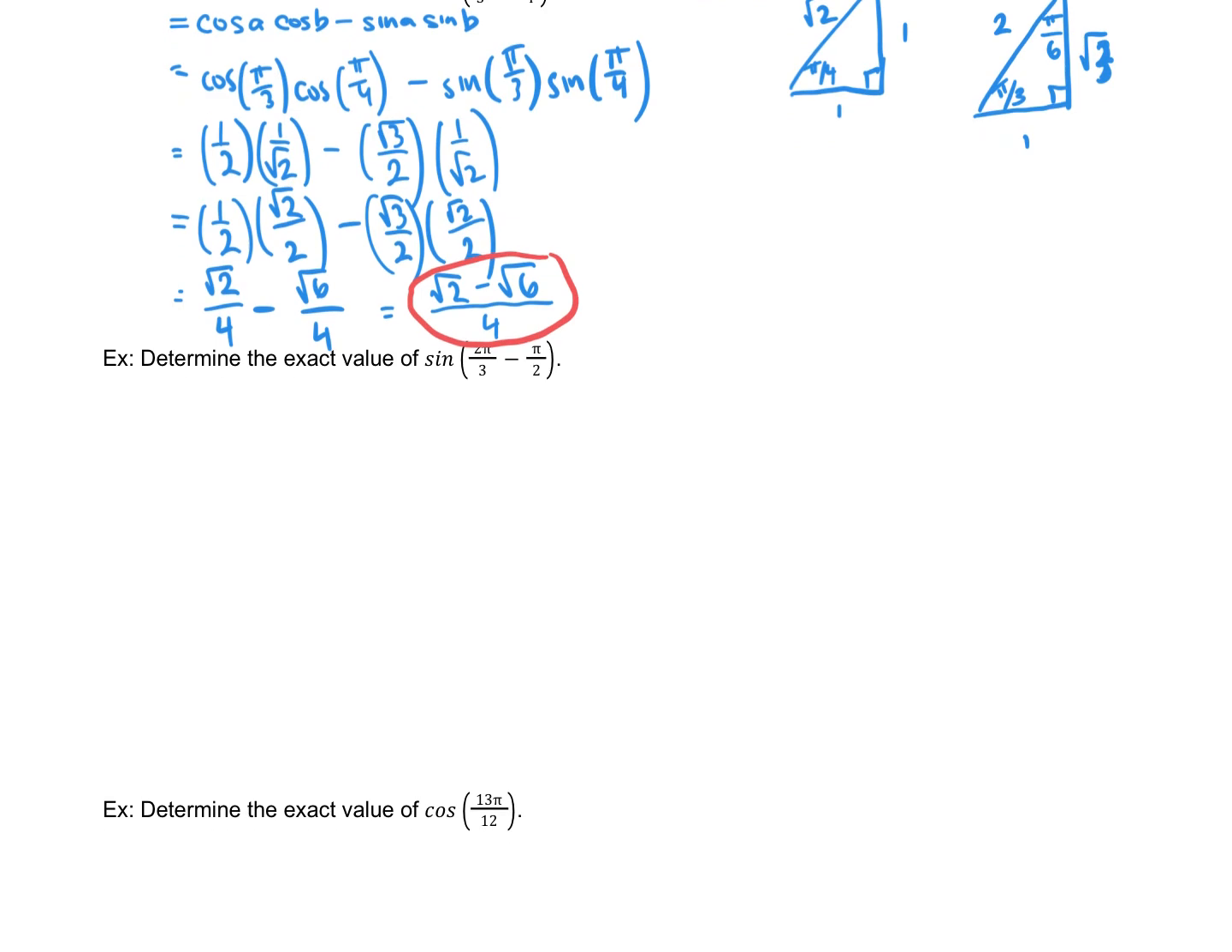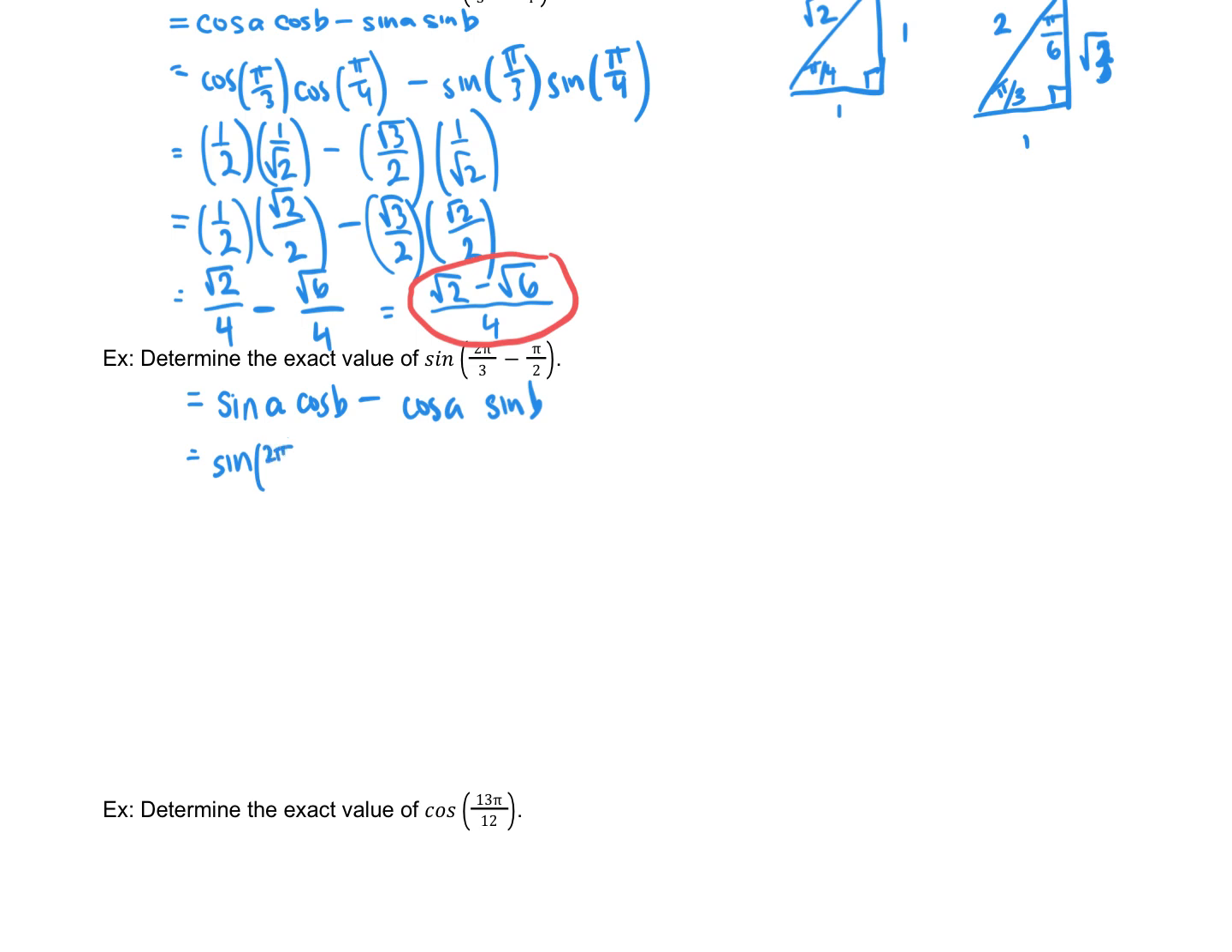Let's try another one, this time for sine. Sine of 2 pi over 3 minus pi over 2. Now, our sine compound angle formula for subtraction is sine A cos B minus cos A sine B. And our A is 2 pi over 3 and our B is pi over 2.